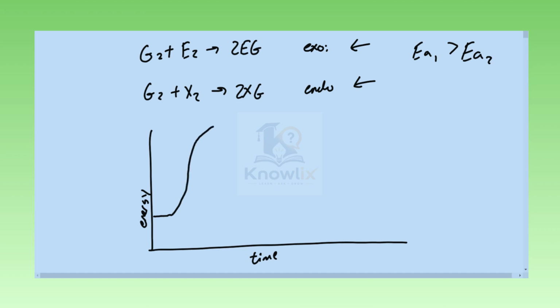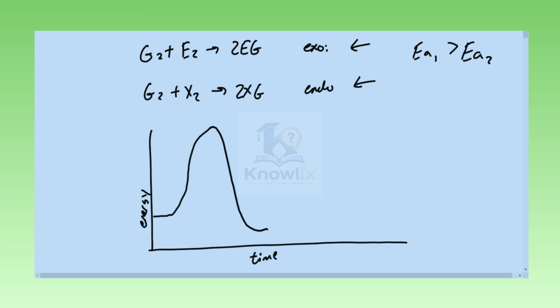Let's just say we start at this energy right here, and then we go all the way up because of the activation energy. And since this is an exothermic reaction, that means the energy of the product should be lower than the reactant, right? So then we draw the curve to a lower point than the reactant.